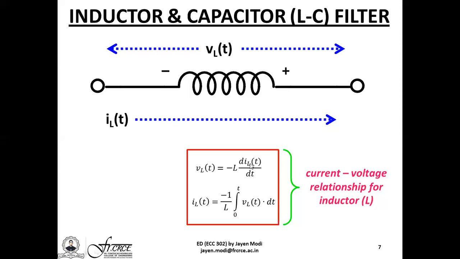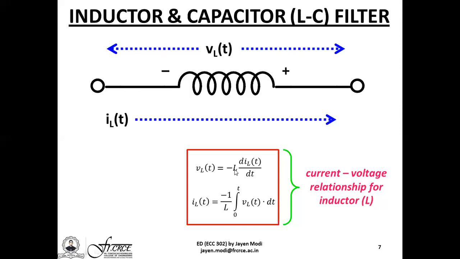Here, if the current through the inductor remains constant, there is no voltage drop across it because the derivative of a constant will be zero. However, if the current through the inductor changes continuously with time, then you have a certain factor of dIL(t)/dt. So the voltage will be there. This equation shows that inductors will pass DC easily, but they will block AC because the voltage drop across them will be very, very high.